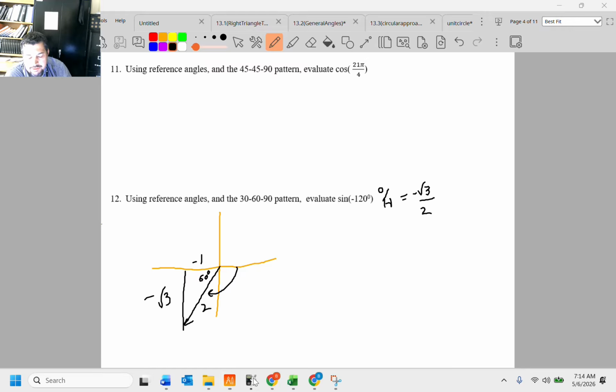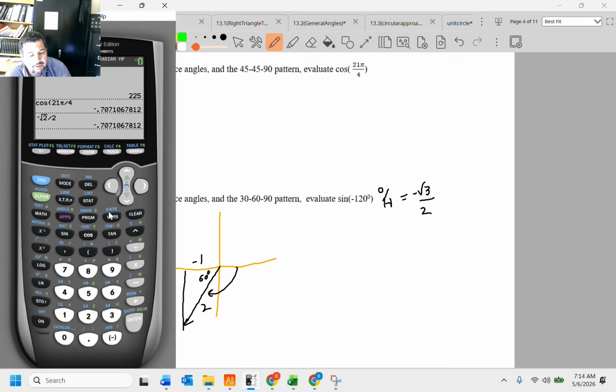And again, check this out. Watch this. I go to mode, I go to degree, and I type sine negative 120. I get a decimal. Is it the same thing? Well, yes, it is.